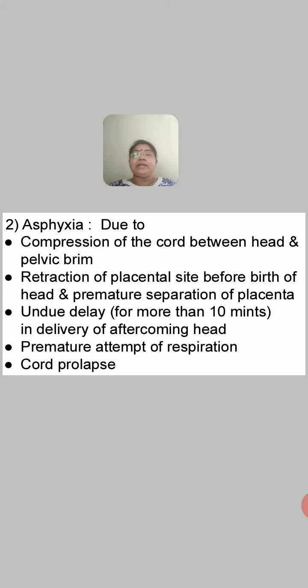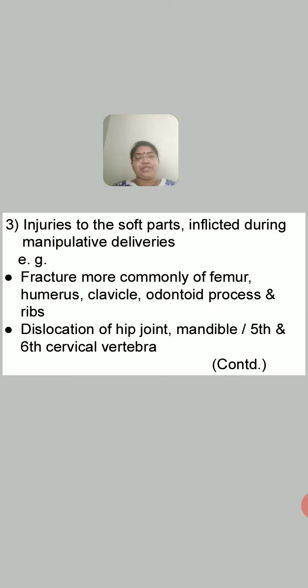Premature means the attempt to establish respiration should be started only after the fetus is born. But sometimes before the fetus is born, efforts are made to establish respiration. Such efforts are called premature attempts, and they will lead to asphyxia. And one more reason is cord prolapse. When there is cord prolapse, at that time also there are more chances of fetal asphyxia.